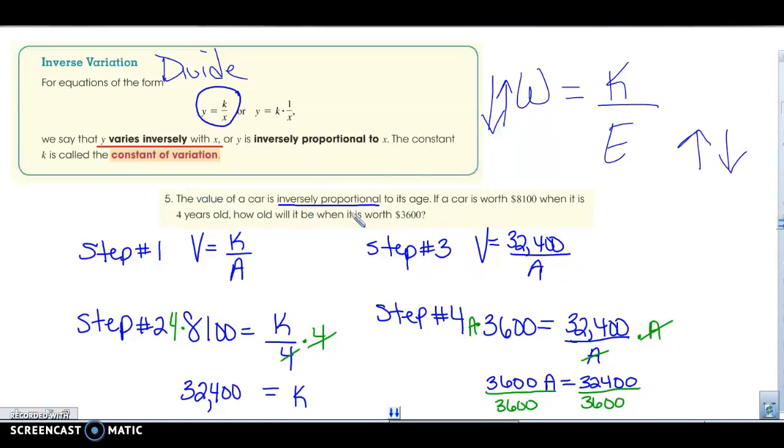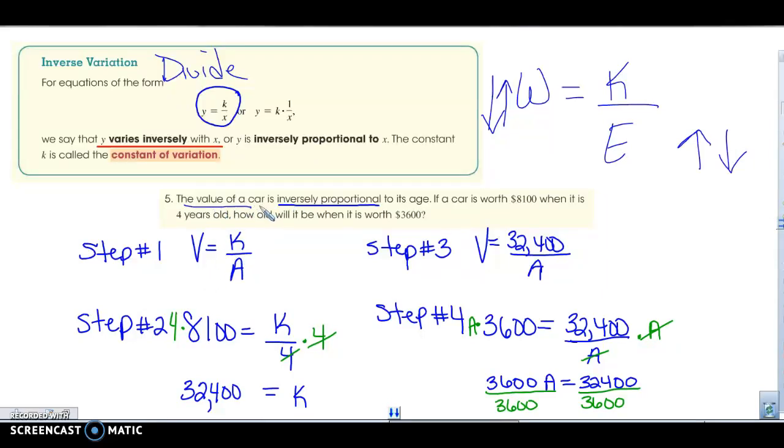All right, so here's an example. We're going to look for the word inverse to know to divide. The value of a car is inversely proportional to its age. So we're going to translate this into an equation. Step 1. We're following the same 4 steps as before. So the value of a car, I chose to use the letter V for value. You can choose any letter that relates to the information they're giving you.